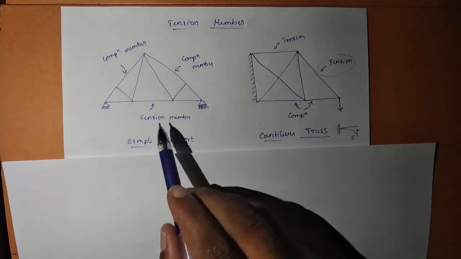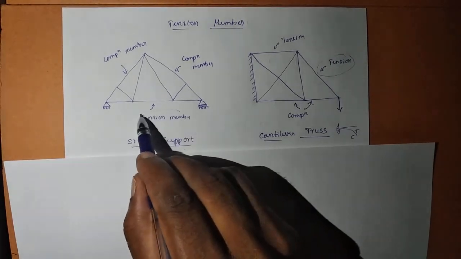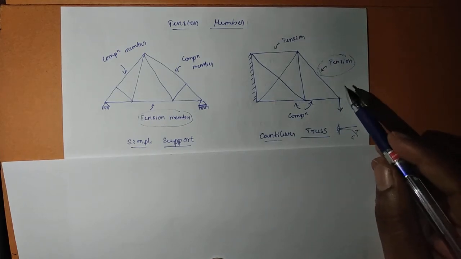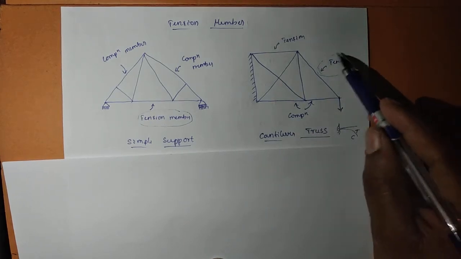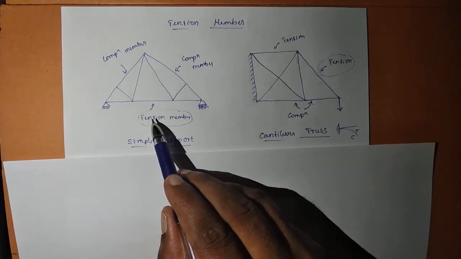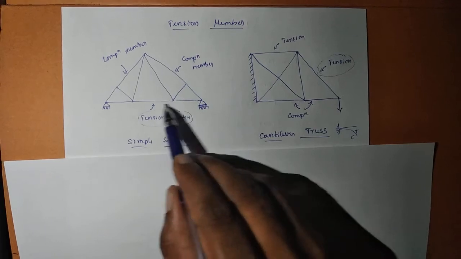In this topic, we are going to discuss the design of tension members. This one and this one. For a cantilever beam or truss, we have to select the top portion of the structure. For a simply supported beam or truss, we have to select the bottom portion of the truss.